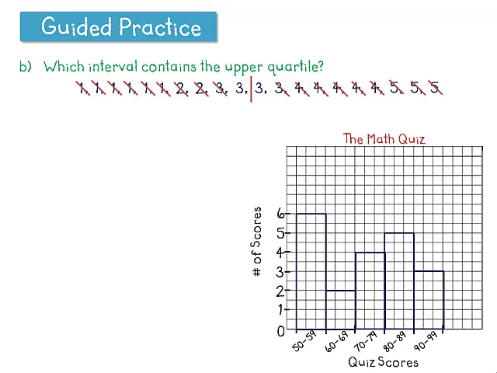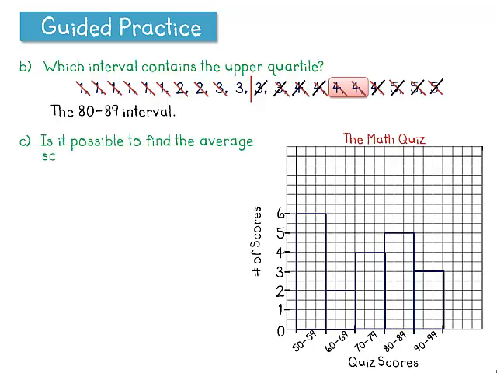So we'll cross out the 3 with the 5 and then work our way inward, and we see the 4s. So we know our upper quartile will be in between the two 4s, but it doesn't matter what value that is. All that matters is that it's in the 4th interval, which will say it's in the 80 to 89 interval. Next, is it possible to find the average score from the histogram?